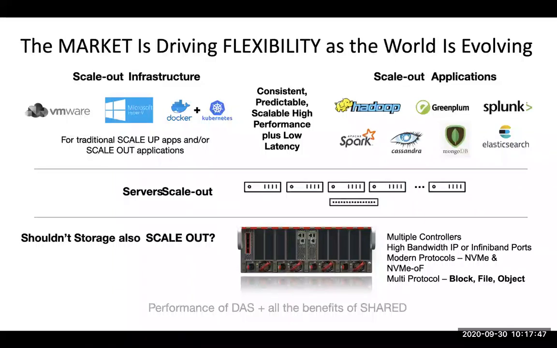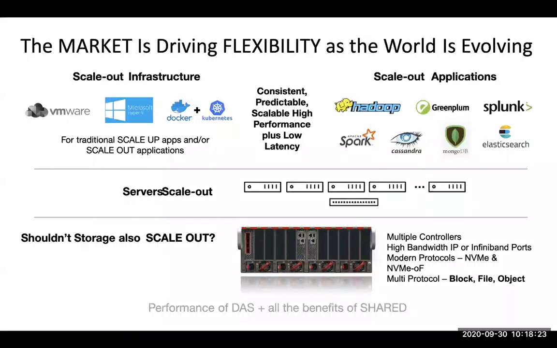And it's not just your infrastructure, it's your applications. If you're using big data solutions like Hadoop, you've got high performance databases such as Greenplum, or maybe you're doing some AI, you're doing Elasticsearch, you've got Apache Spark, you're doing SQL Server. Whatever these scale out applications are, they need to be able to access massive amounts of data in parallel to really deliver on what those applications can produce. And to do that, your storage needs to be able to provide consistent, predictable, scalable, high performance with low latency.